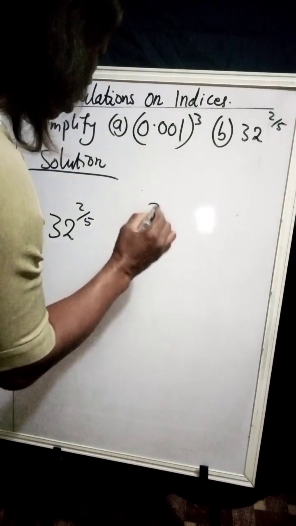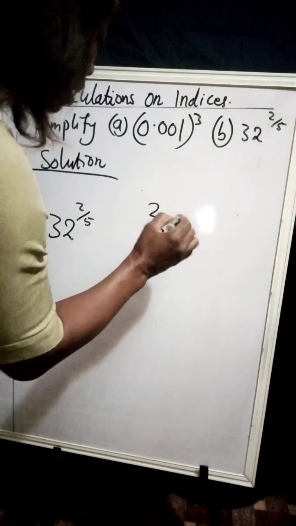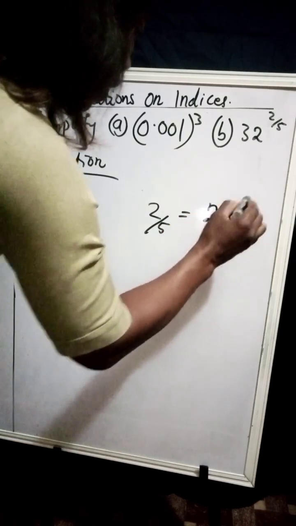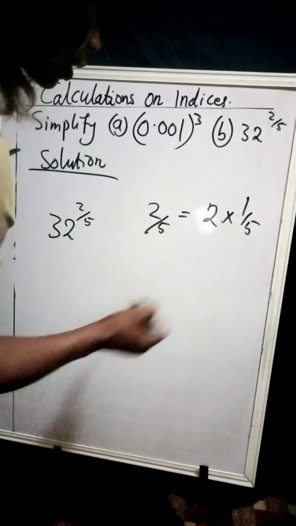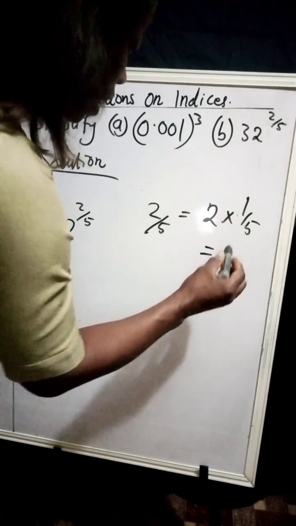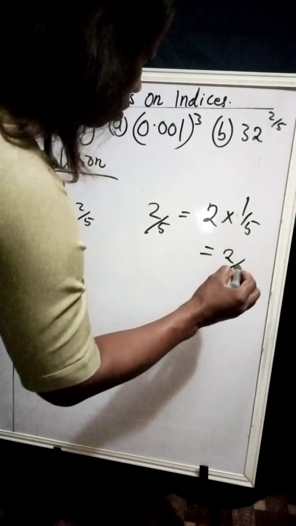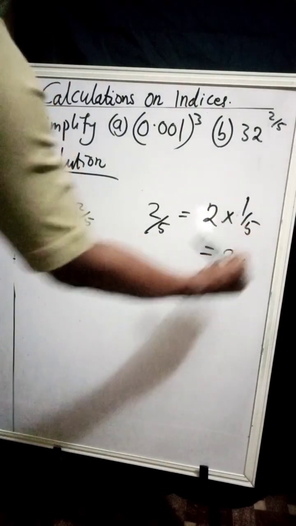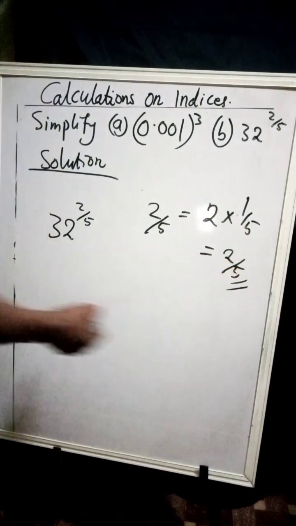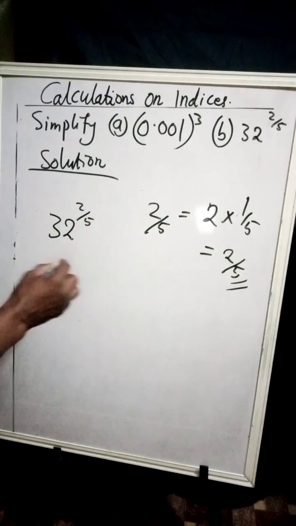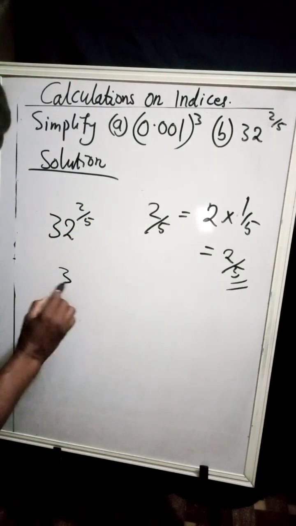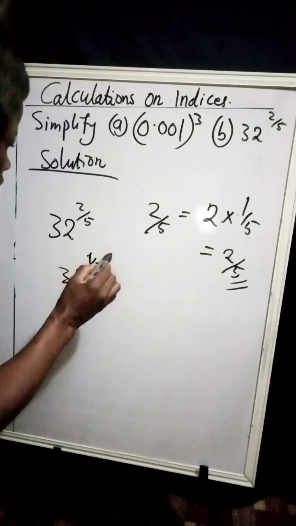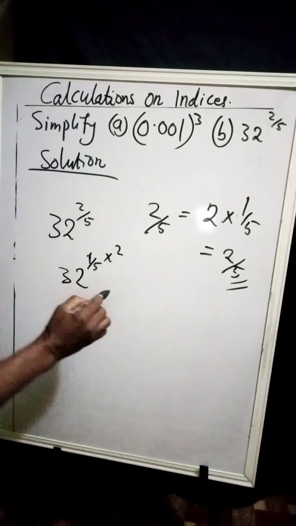Remember that 2/5 is the same thing as 2 multiplied by 1/5, right? If you couple them together, that will give us 2/5. 2 multiplied by 1 is 2 over 5. So in that case, we did not change anything if we write 32 to power 1/5 multiplied by 2.